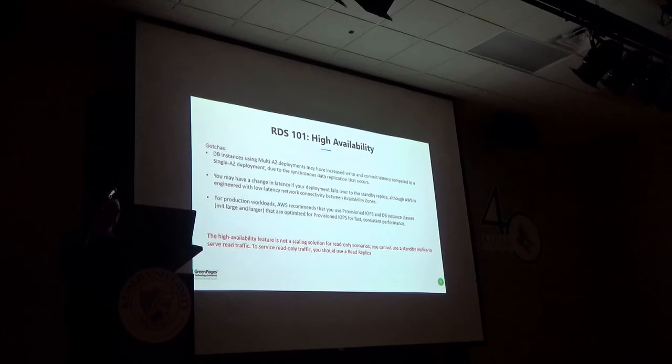Similarly, you can have increased latency when your application is running in 1A, but your primary database instance is in 1B. It still has to cross that AZ boundary, so you can still experience some additional latency. And then for production workloads, AWS recommends you use provisioned IOPS to guarantee that IO, and that you use sufficiently large instance classes, they specifically call it M4 or larger, that are optimized for provisioned IOPS.